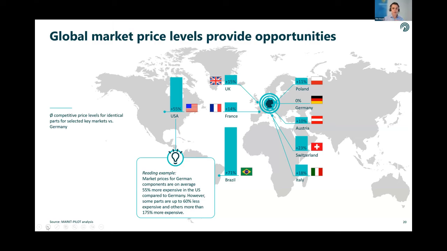But within those 55%, some parts might be cheaper. Some actually only cost 40% of what they cost in Germany, just because it's a very competitive market in the US for that specific component. And others are even way, way more expensive than the 55% average value. So especially for your top SKUs, when you're working globally, make sure that you look at regional pricing, because otherwise this could really impact your performance and your profitability in different regions.